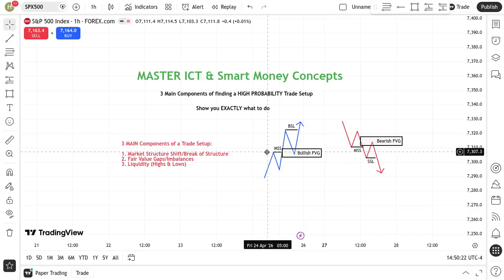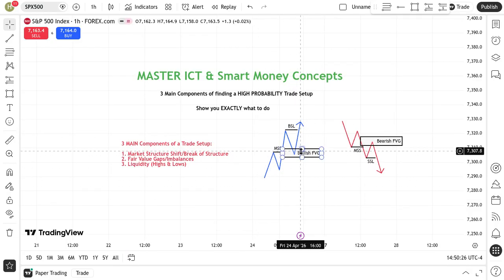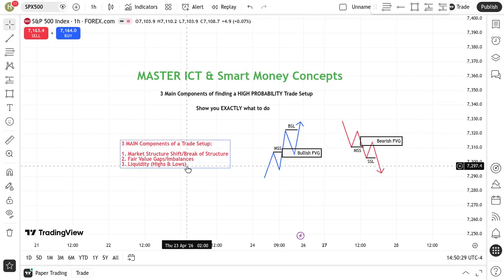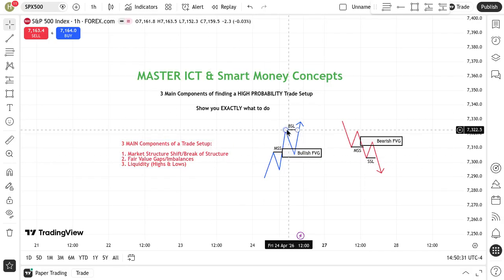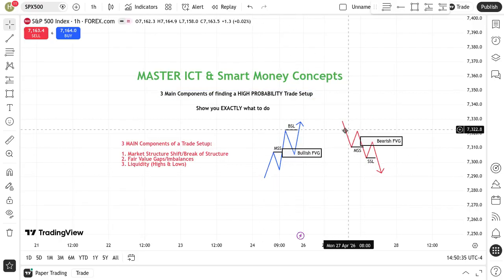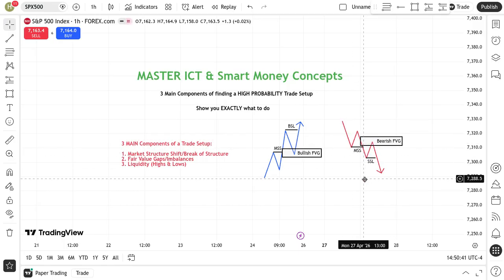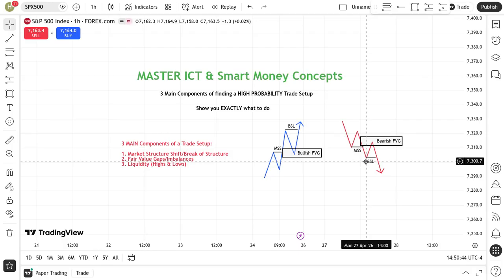The second main component is a bullish fair value gap when we are in a bullish trade setup. The third main component is liquidity. So we have buy side liquidity at these highs. This is an A+ setup. And if we look here on the bearish side, we have a bearish market structure shift. We have a bearish fair value gap, and we have sell side liquidity. So these are the three main components of finding a high probability trade setup.